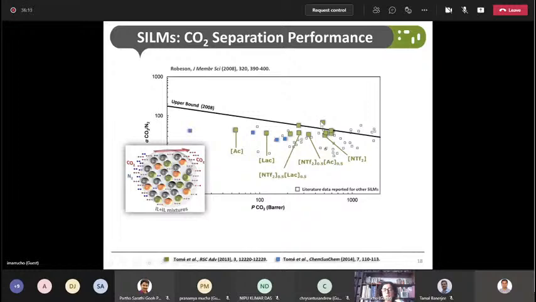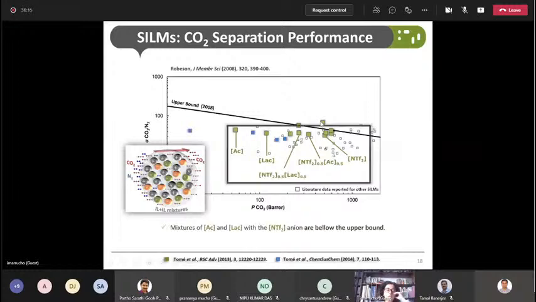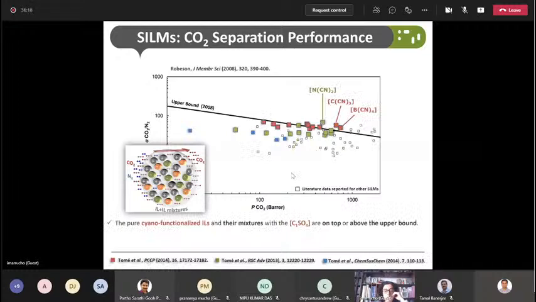Now, in what concerns the cyano groups, here are the cyano anions. We can see that some overcome the Robeson plot, and this is for the different quantities of the ionic liquids. And C(CN)3, so tricyanomethanide, provides very nice results. And tetracyanoborate also provides very nice results. So these are the first results that are really excellent.